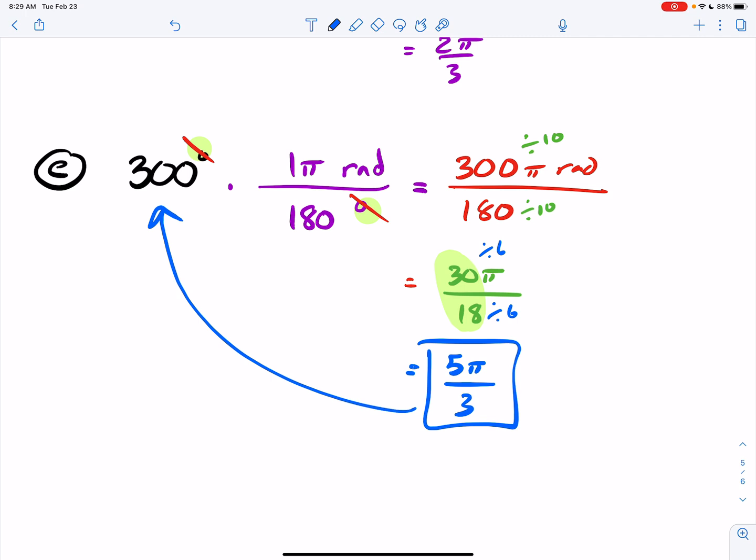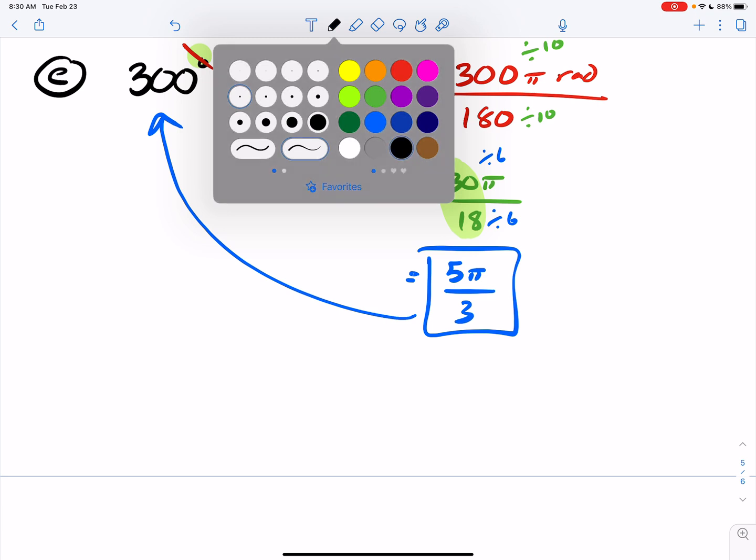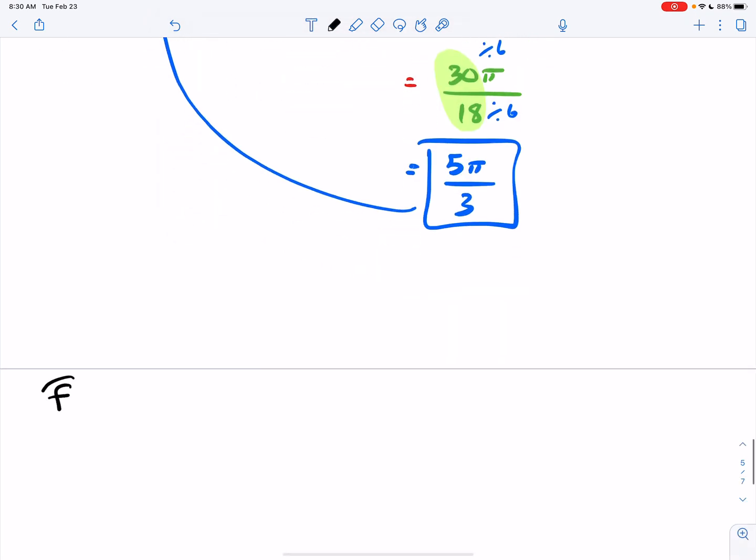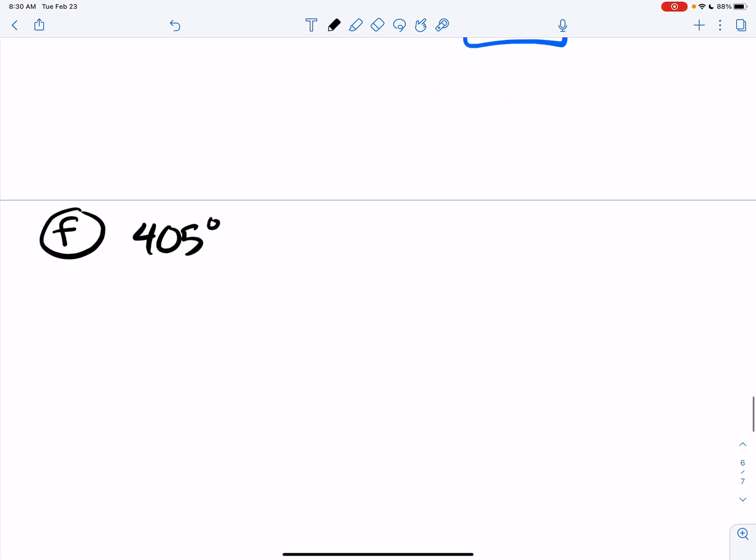Okay, here's one more. Last one. Let's say we had something crazy like 405 degrees, okay? Go ahead and try that there.